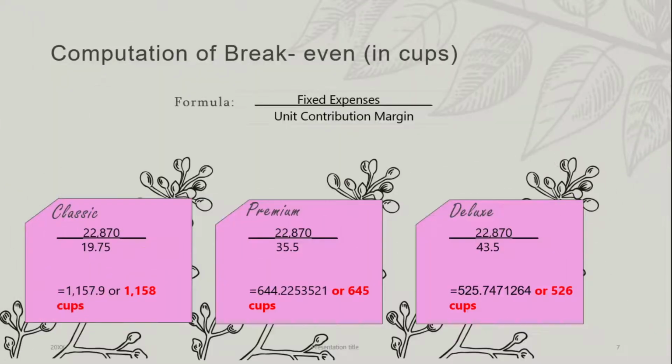So to continue, the formula to get the break-even point in cups is fixed expenses divided by the unit contribution margin. For Classic, 22,870 divided by the unit contribution margin of Classic, which is 19.75, the break-even point in cups is 1,158. For Premium, 22,870 divided by 35.5 is equal to 645 cups, and for Deluxe, 22,870 divided by 43.5 is equal to 526 cups.